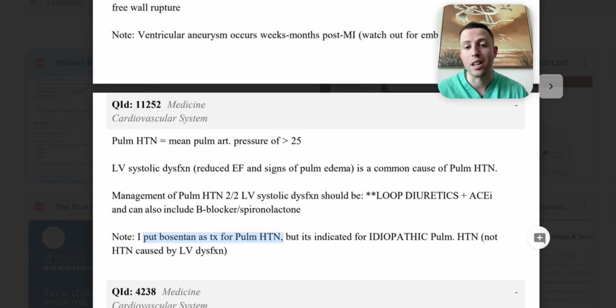So think about the etiology of it. If it's just scarring down of the pulmonary vasculature over time, idiopathic pulmonary hypertension, use something like bosentan. If it's fluid overload, then use diuretics like a loop diuretic. You can also use an ACE inhibitor and beta blocker or spironolactone to help with the cardiac remodeling as well. So, long story short, think of the etiology when you have pulmonary hypertension, and don't just trigger answer bosentan, for example, like I did.